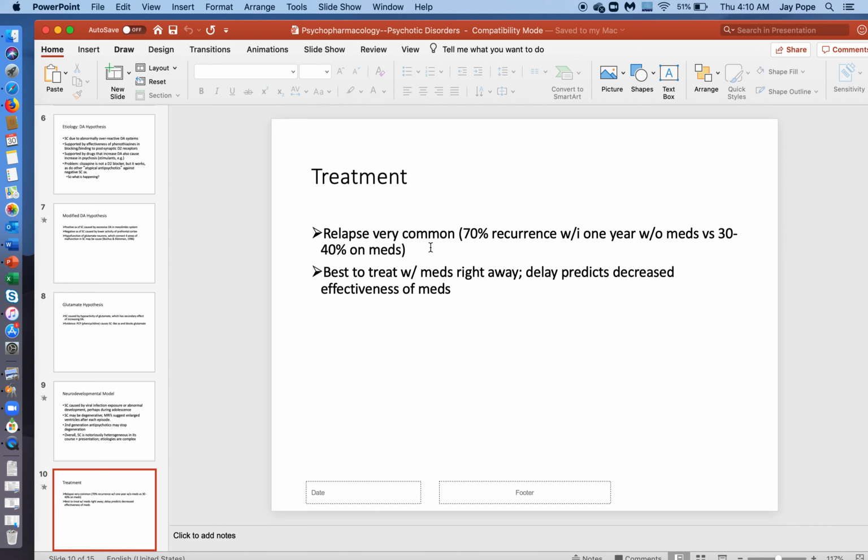But the best knowledge we have right now says that medication is definitely a first line treatment for people with schizophrenia. And the earlier the better. The earlier you get people on medications for schizophrenia, the better they're able to manage their symptoms. And it also predicts a better response down the road when a person continues to be medicated.